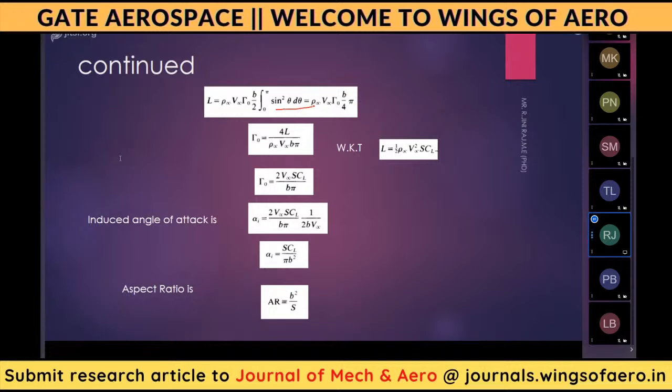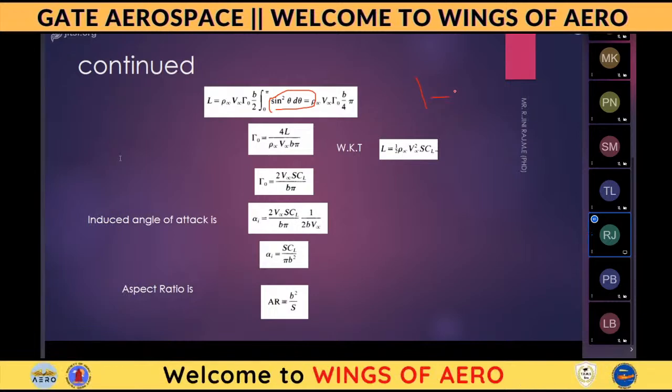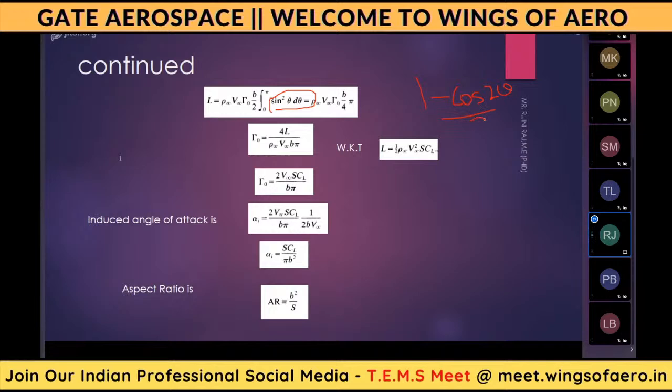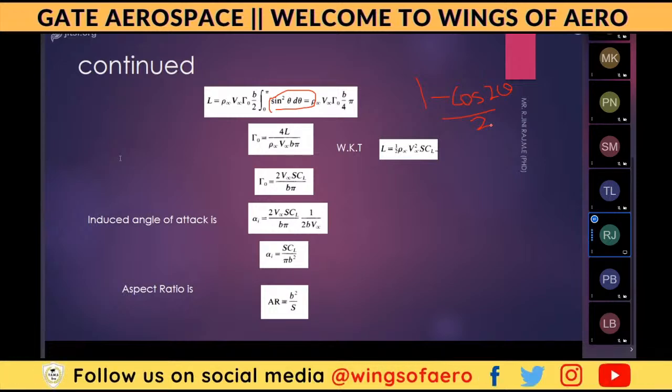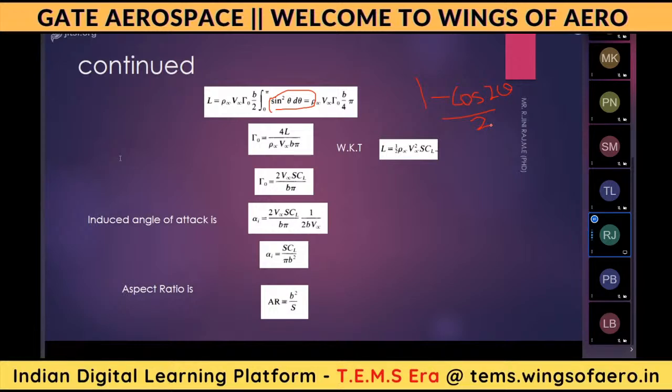And here we have another transformation, because for sine square theta d theta, we have a formula: 1 minus cos 2 theta divided by 2. See, for thin aerofoil theory, Kutta-Joukowski transformation, and also for Prandtl lifting line theory, we will have some trigonometric relations. We need to know these trigonometric formulas. If you know those formulas, we can easily substitute them and solve the problems.